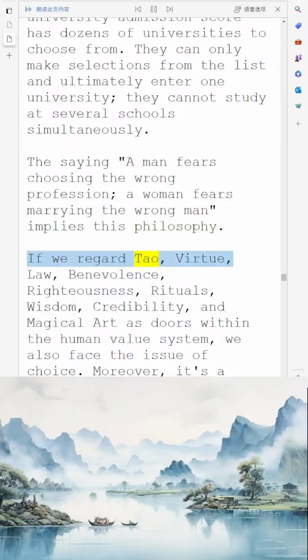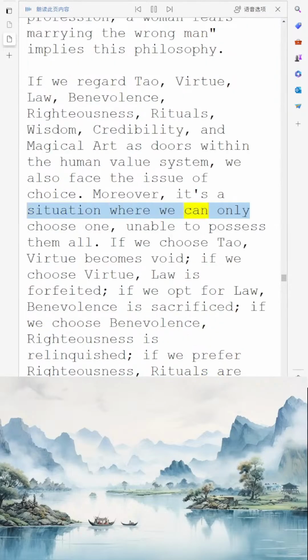If we regard Tao, virtue, law, benevolence, righteousness, rituals, wisdom, credibility, and magical art as doors within the human value system, we also face the issue of choice. Moreover, it's a situation where we can only choose one, unable to possess them all.